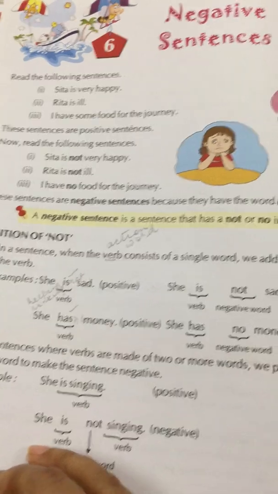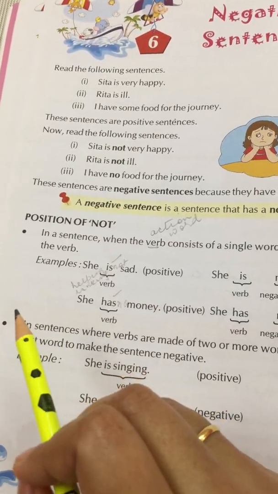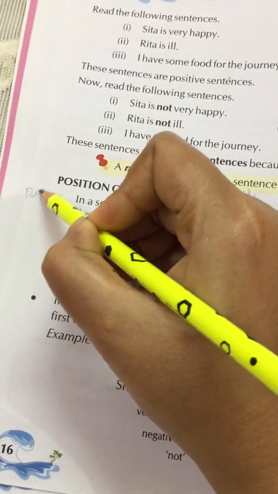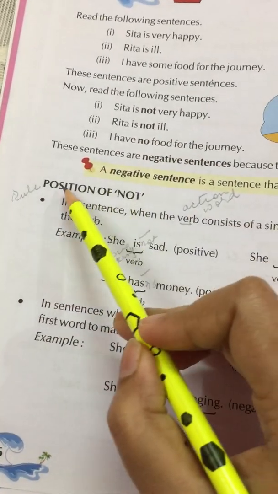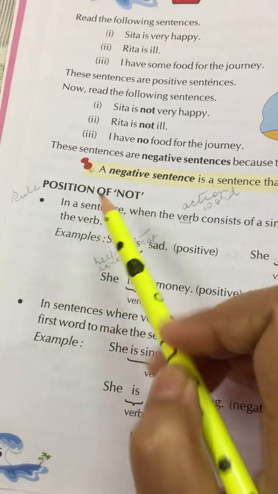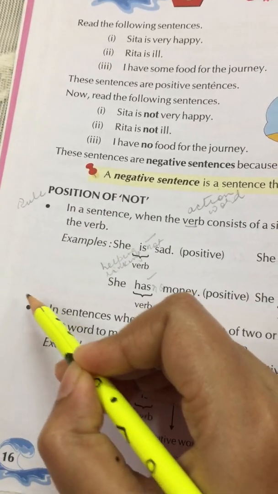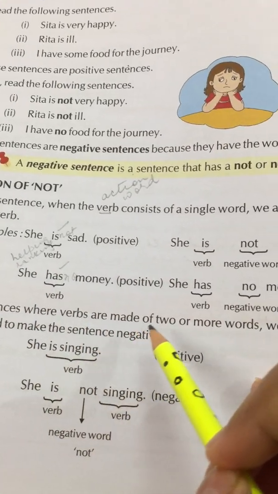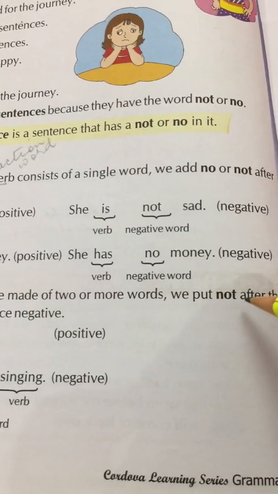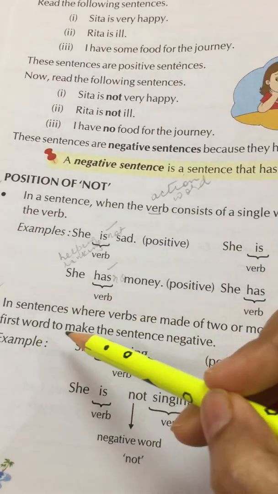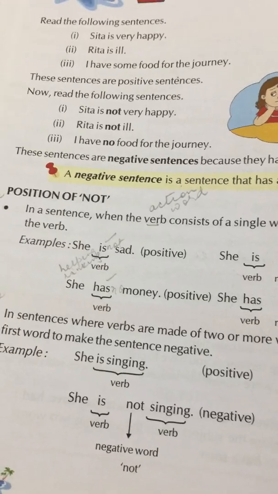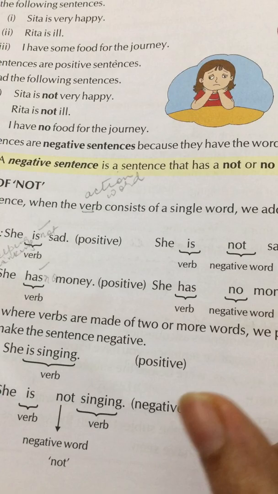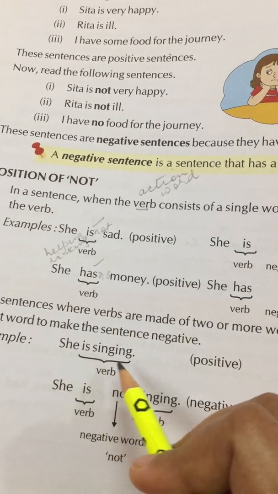Alright. So now we will move to the second rule. This was rule number 1, the position of not. Now rule number 2. In sentences where verbs are made of 2 or more words, we put not after the first word to make the sentence negative. Now, whenever a sentence contains 2 or more words in the verb, for example, she is singing.